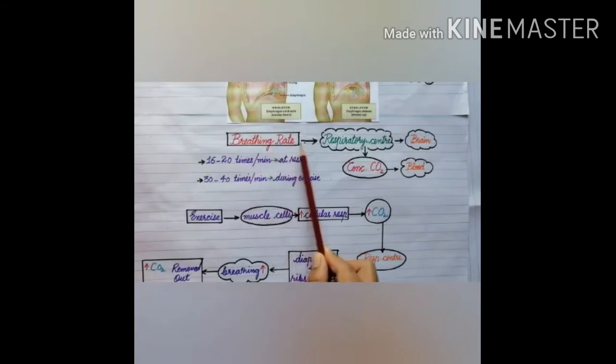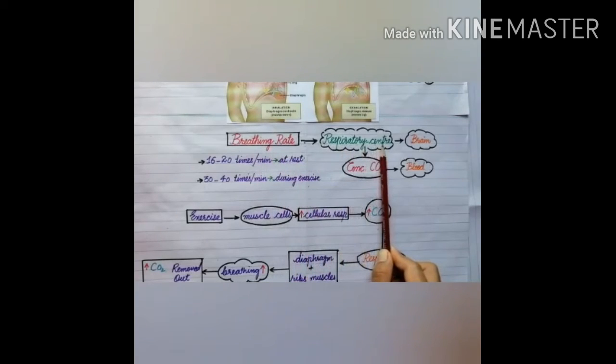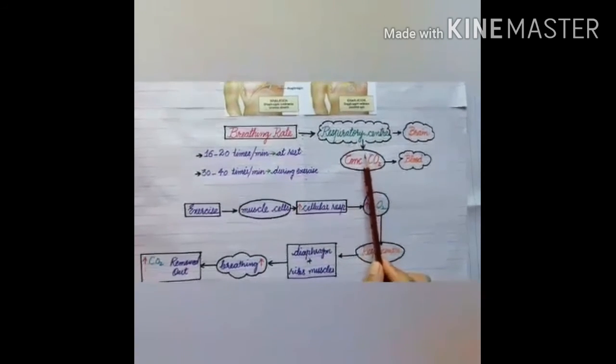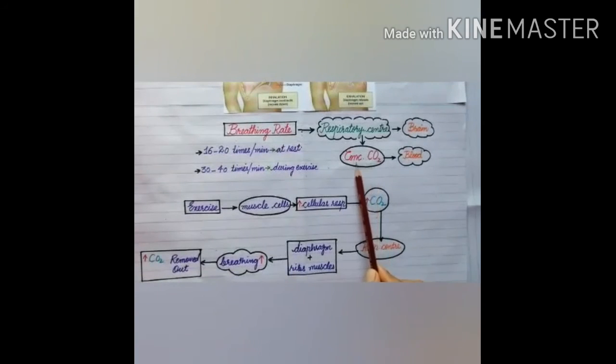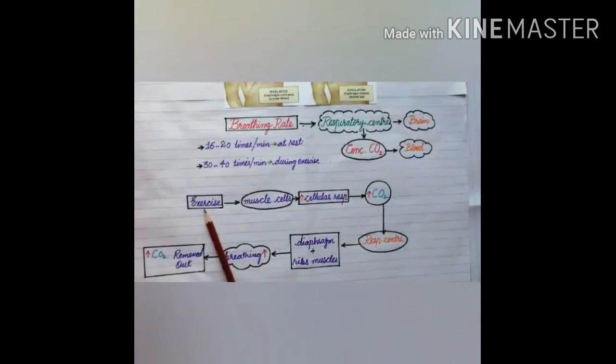This breathing rate is controlled by the respiratory center, which is present in the brain. And this respiratory center is sensitive to the concentration of carbon dioxide in the blood. So how is this breathing rate controlled by the respiratory center? When we do exercise or hard work, our muscle cells carry out cellular respiration at a greater rate. And this cellular respiration releases a greater amount of carbon dioxide into the blood.